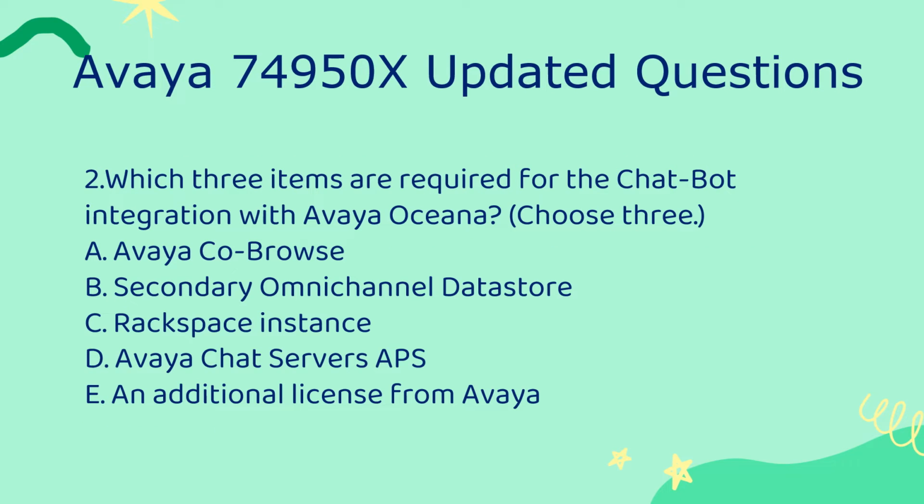2. Which 3 items are required for the chat bot integration with Avaya Oceania? Choose 3. A. Avaya Co-Browse. B. Secondary Omnichannel Data Store. C. Rackspace Instance. D. Avaya Chat Servers APS. E. An additional license from Avaya.